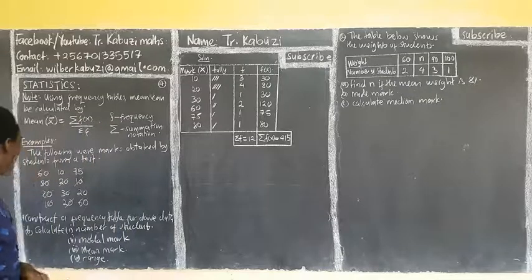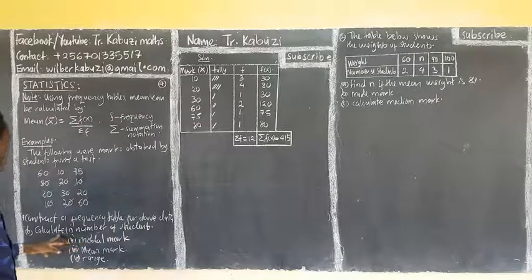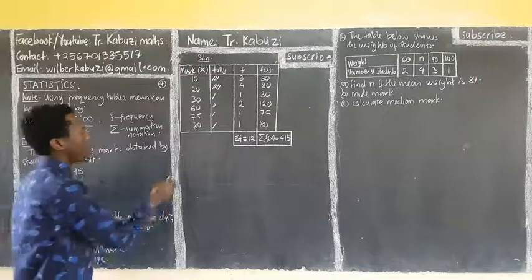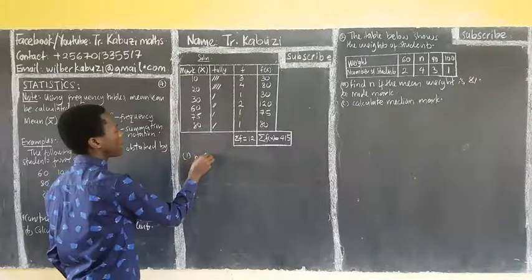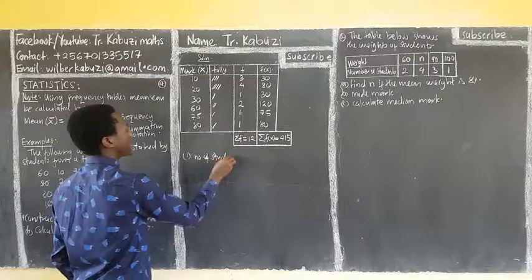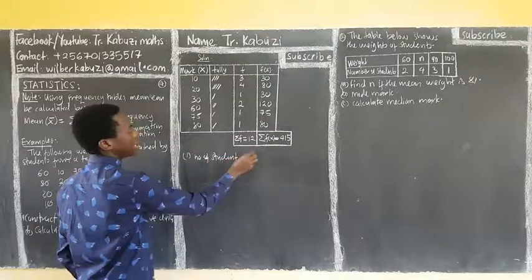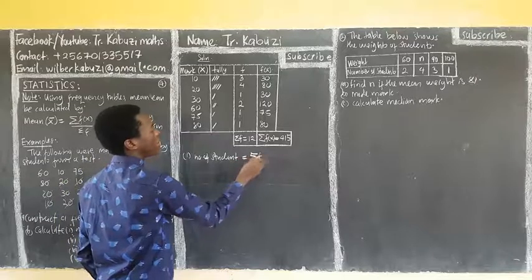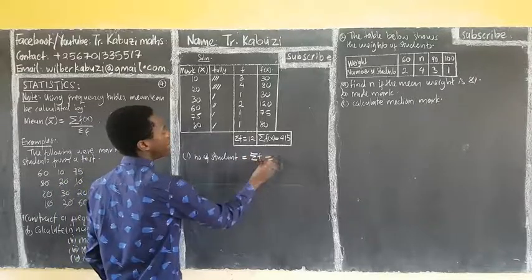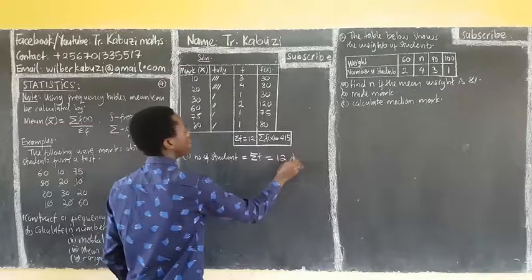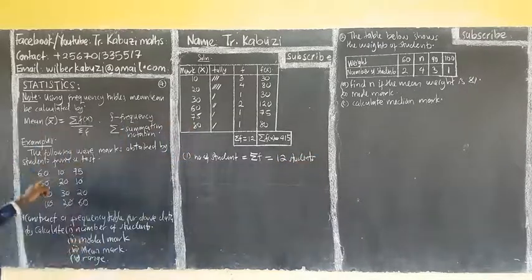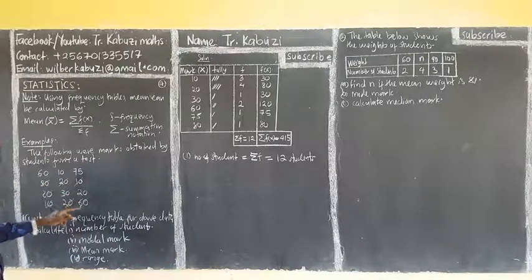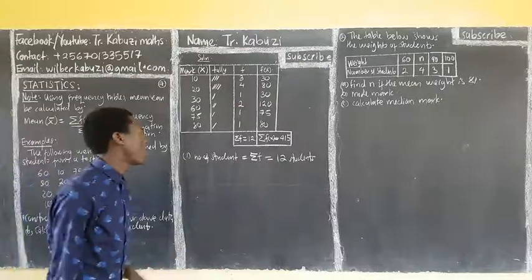Then they are telling you to calculate the number of students. This is part 1. The number of students is always equal to the summation of f, and this one is going to be 12 students. How do you know that you are right? If you count these marks: 1, 2, 3, 4, 5, 6, 7, 8, 9, 10, 11, 12, they are also 12. So there you are right.